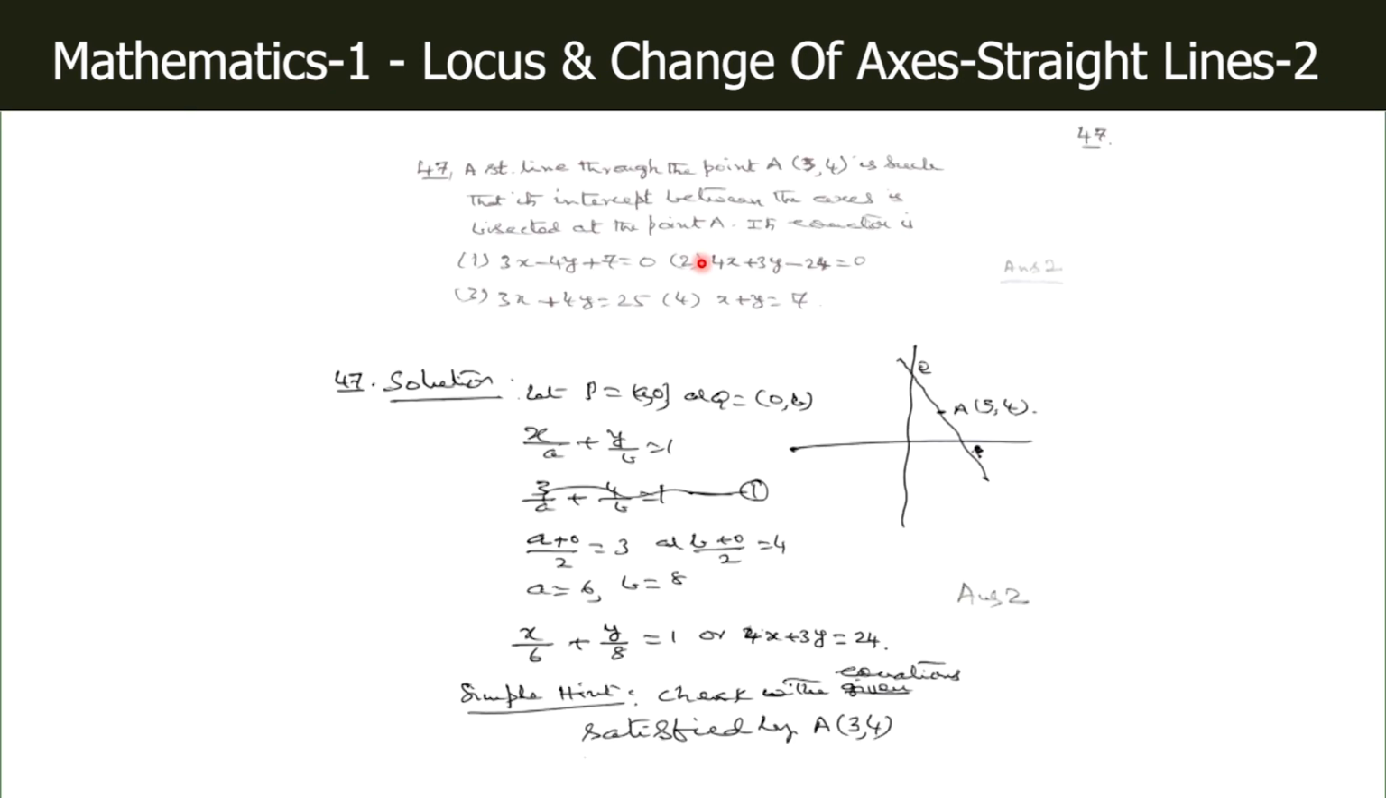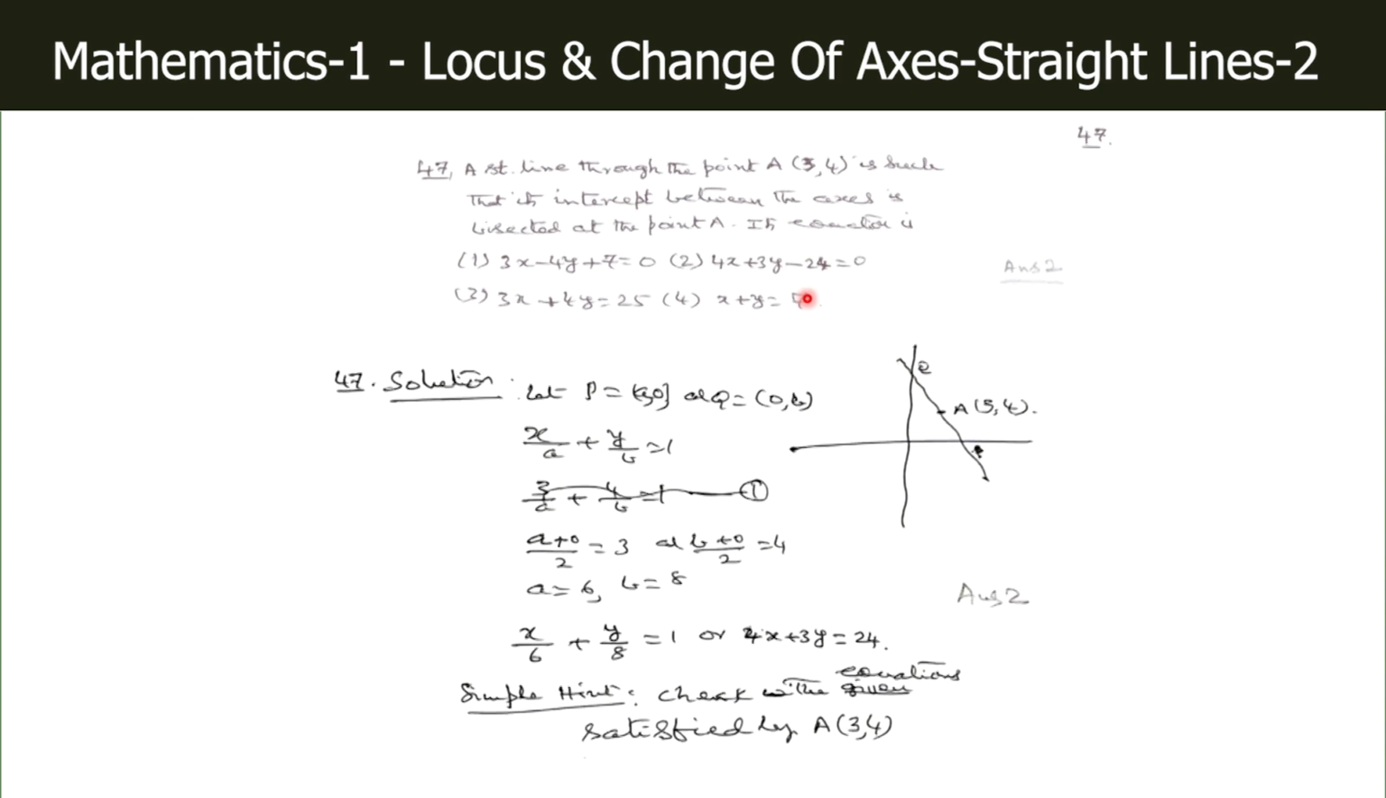Next, a straight line through the point A(3, 4) is such that its intercept between the axes is bisected at the point A. Its equation is: number 1, 3x minus 4y plus 7 equal to 0; 2, 4x plus 3y minus 24 equal to 0; 3, 3x plus 4y plus 25 equal to 0; and 4, x plus y is equal to 7.